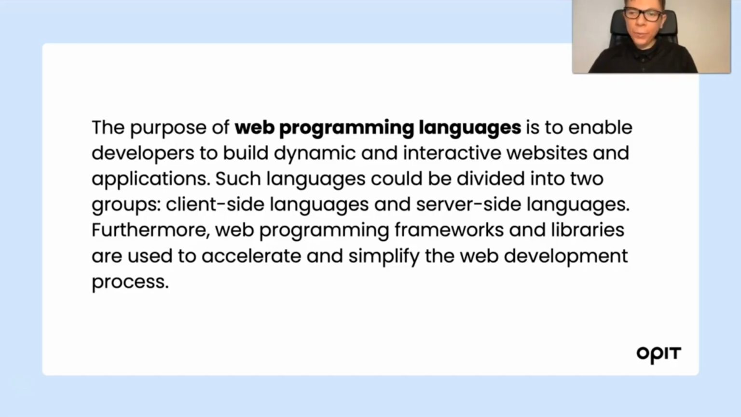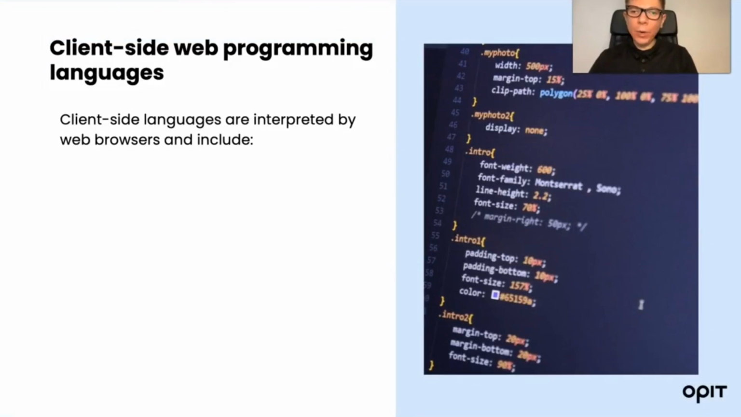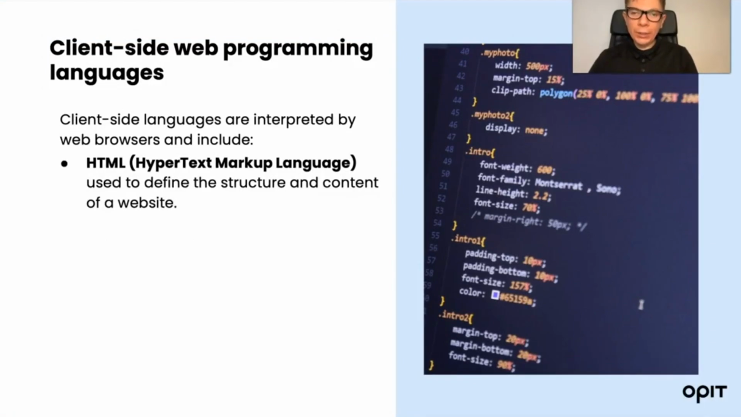Furthermore, web programming frameworks and libraries are used to accelerate and simplify the web development process, and we will speak separately about those web programming frameworks. So, what are the client-side web programming languages? They are interpreted by web browsers, and they include HTML, which is the standard method of developing websites, and it is a hypertext markup language used to define the structure and content of a website.